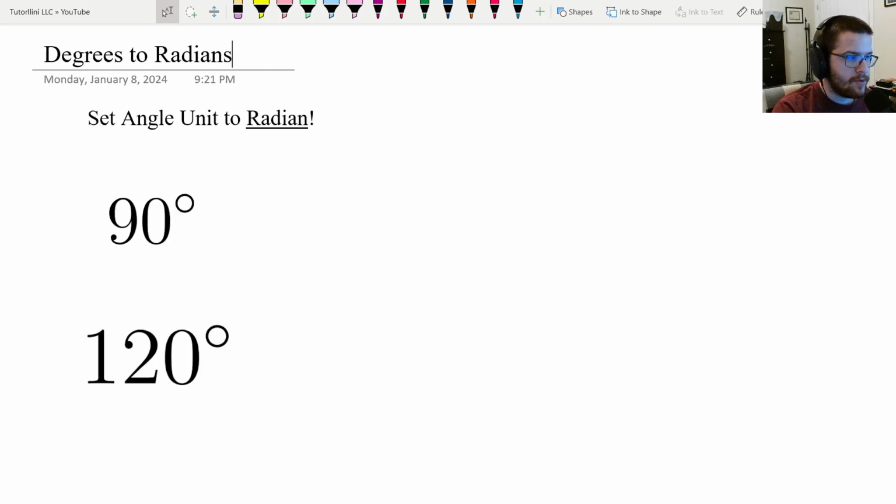Okay, first we'll do some unit conversions from degrees to radians. We're going to convert 90 degrees and 120 degrees both to radians. Let's jump to the calculator.